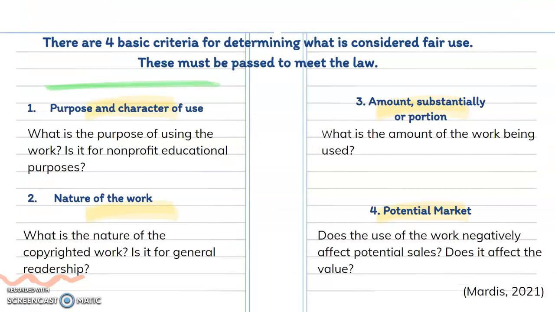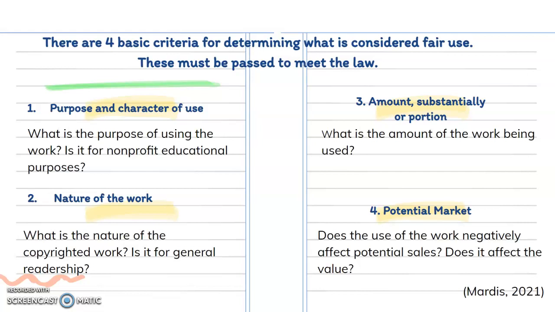There are four basic criteria for determining what is considered fair use. These must be passed to meet the law. The first one is purpose and character of use. What is the purpose of using the work? Is it for nonprofit educational purposes? The second thing is the nature of the work. What is the nature of the copyrighted work? Is it for general readership?